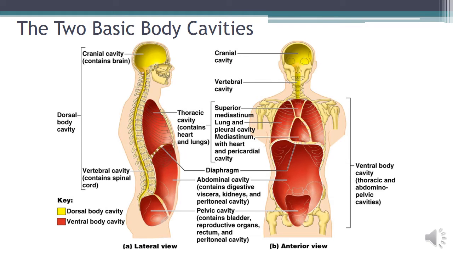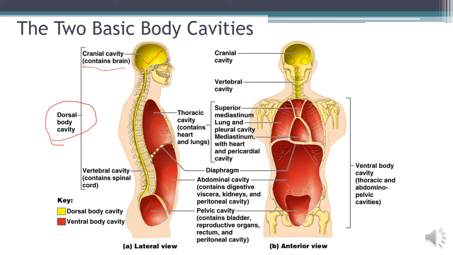So the first of these larger major body cavities is what's called the dorsal cavity. The dorsal body cavity is what you can see here in yellow. Okay, so let's put a little check mark inside there. So that entire cavity there that's in yellow is the dorsal body cavity. Now the dorsal body cavity is going to contain two smaller cavities.